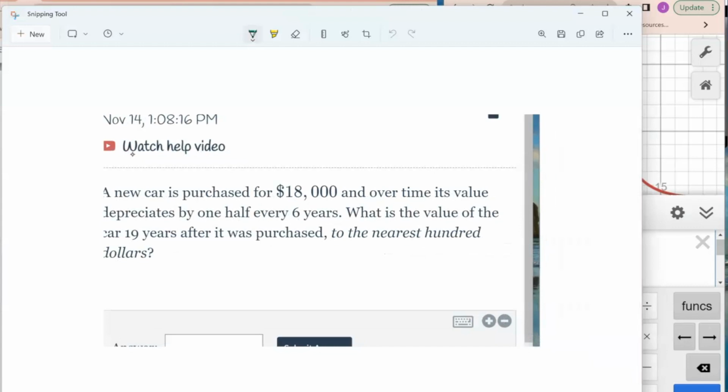So it's depreciating by half every 6 years. That means in 6 years, this 18,000 is going to go down by half. So it's going to be 9,000. But this is after 6 years. Then again, it's going to depreciate again. So year 6, then it's going to be year 12. It's going to depreciate again by half again. Okay, so that's what the question is saying.